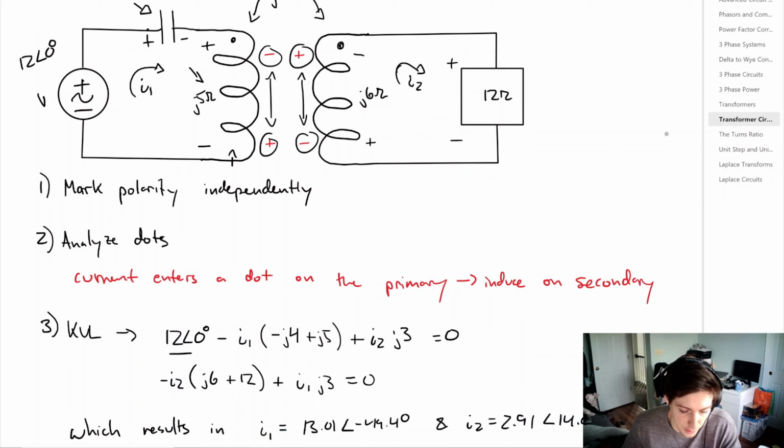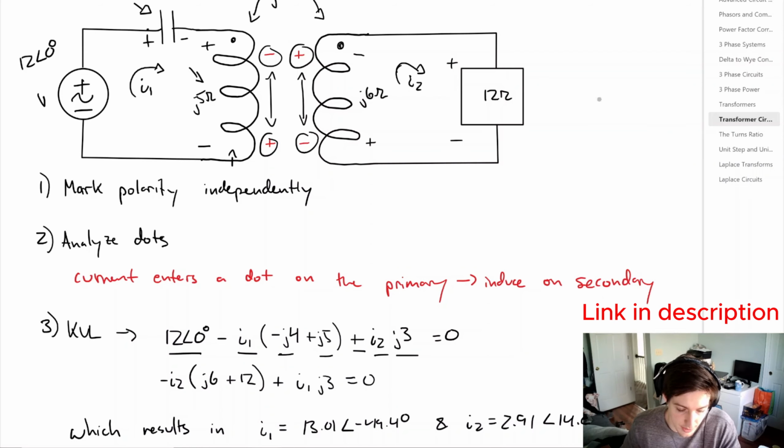So we would start with our voltage, and then we would have a voltage drop for the minus J4 plus J5, which are on the primary side, and that's times that first current I1. But because of this induced voltage, you actually get a plus, and then I2, and the value that you multiply that by is J3, which is the mutual inductance that we were talking about in the previous video. And if we look at the secondary loop, you would have minus I2 times the sum of those impedances, and then you have plus I1 times J3. These plus signs are because of this flipped polarity for each of the inductors.